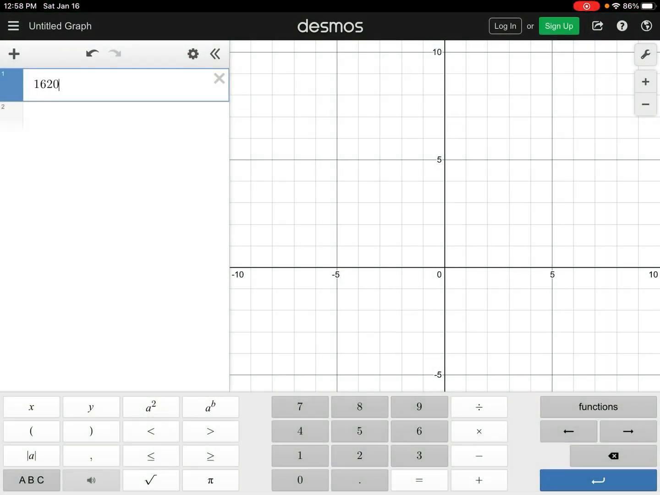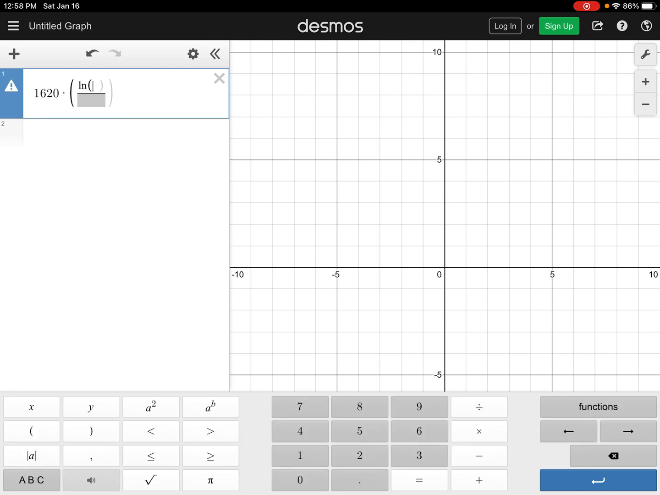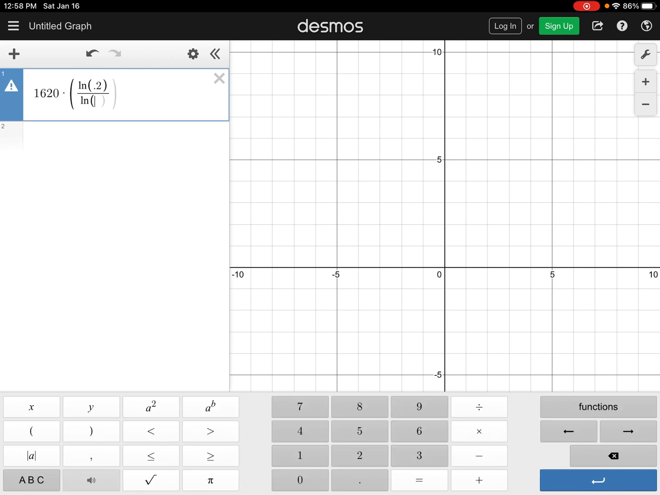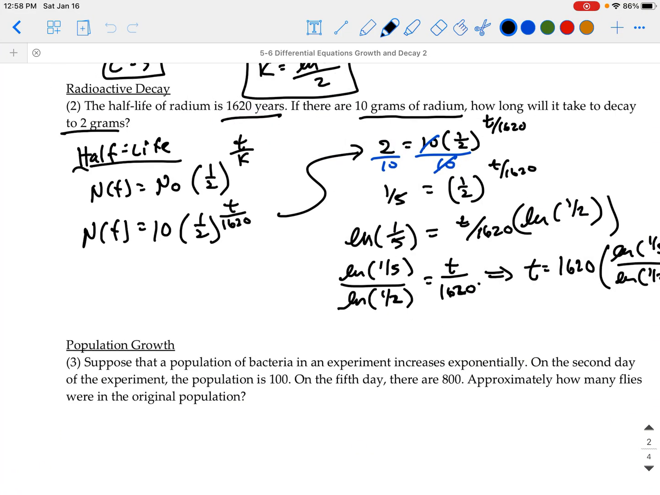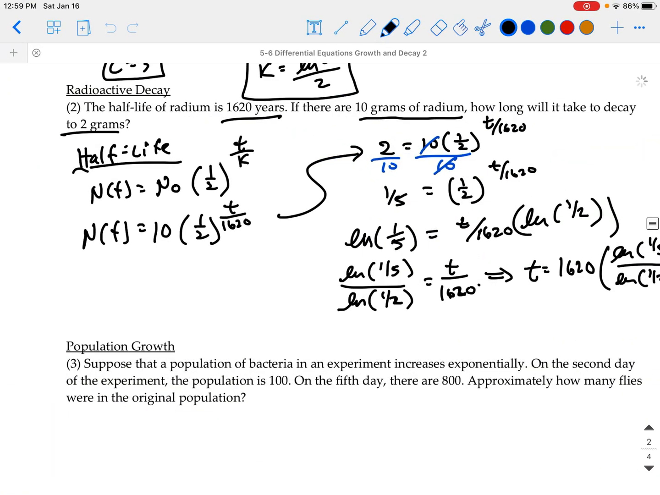So we've got 1,620 times the natural log of 1/5, and then the natural log of 1/2. And we get 3,761.5235.